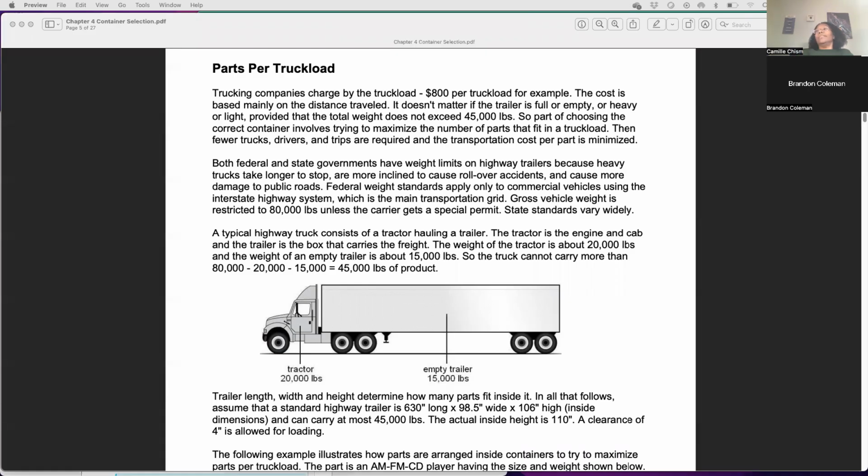So it's gone up quite a bit. Part of that has to do with labor, part of it has to do with the cost of fuel, but this is going to talk about how many parts you can get per truck. And it's important to know, because then you can take the cost of a truckload and divide it by the number of parts per truckload to get a cost for your freight or trucking for each part.